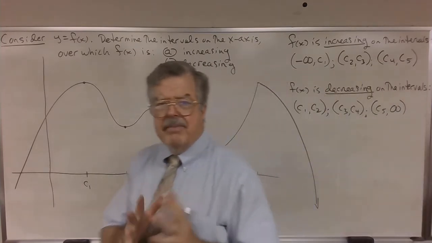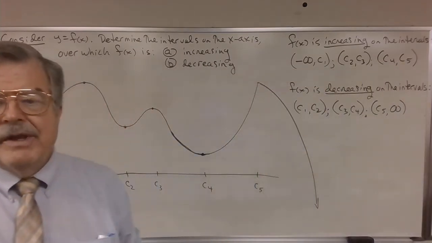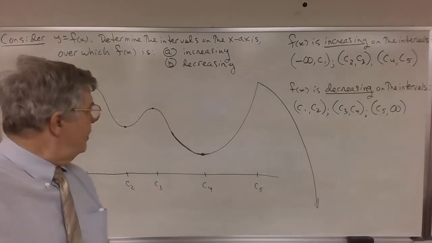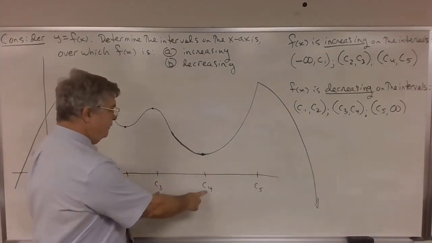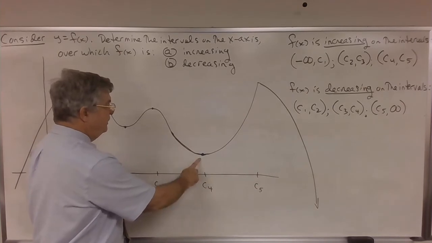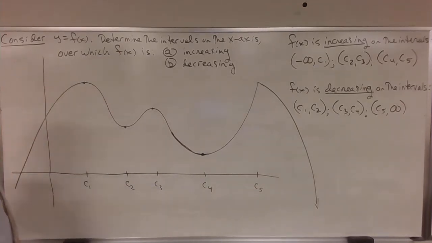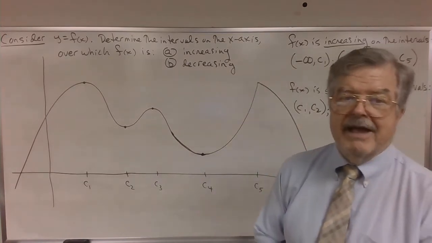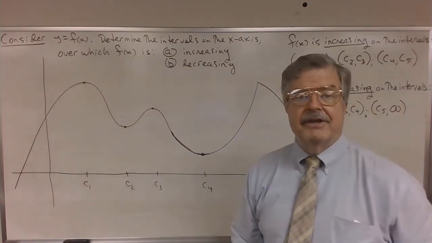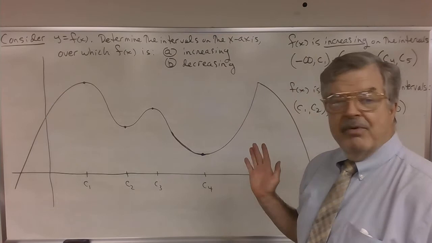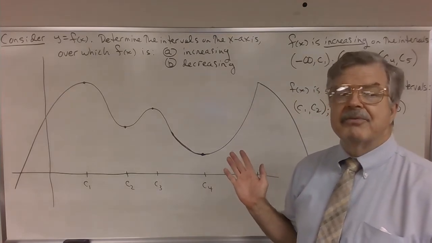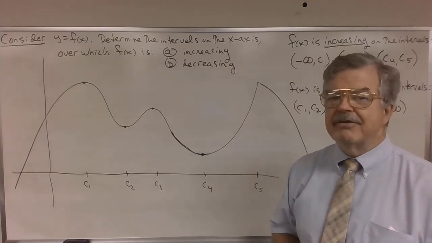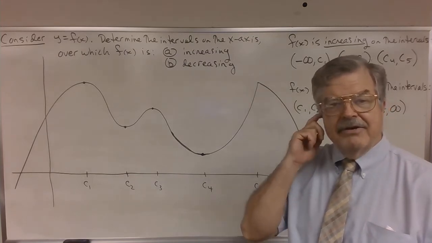So we're getting better. See, now we can look at a graph and we can say, oh, let's see, over the interval from C3 to C4, the function's decreasing. Or from negative infinity to C1, the function's going uphill, it's increasing. And that's good. It's important to have an intuitive idea of increasing and decreasing. It's important to be able to recognize where a function's increasing and where it's decreasing.